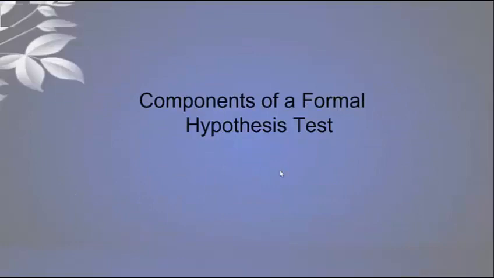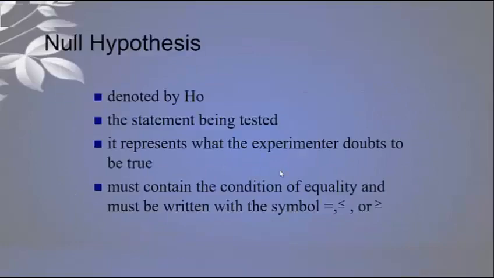We have here the components of formal hypothesis testing. Null hypothesis, this is denoted by H null. This is the statement that is being tested. It represents what the experimenter does not believe to be true, and it contains the condition of equality and must be written using one of these symbols: equals, less than or equal to, or greater than or equal to.